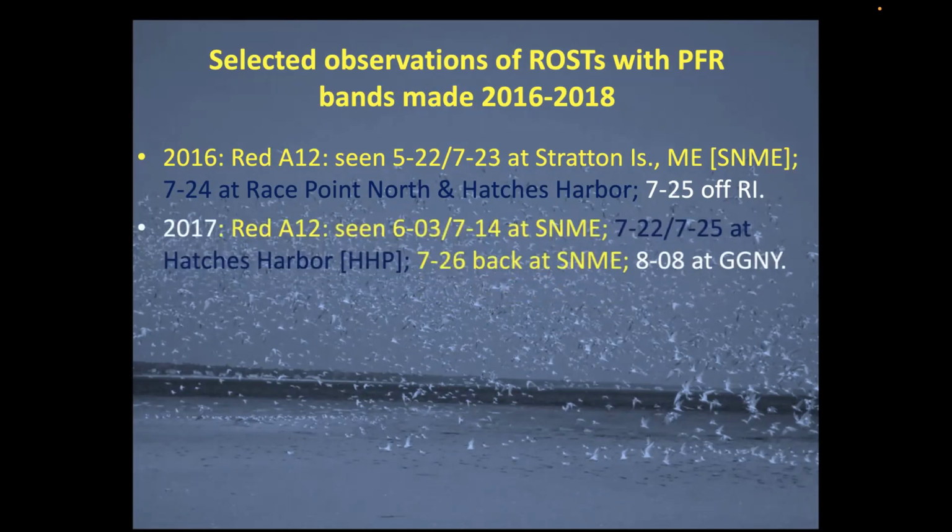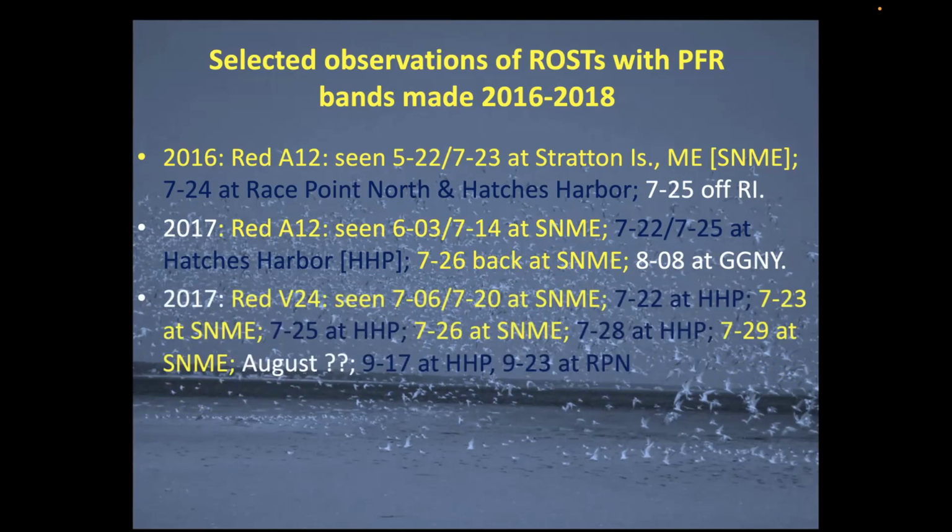That same bird, red 812, was seen the next year. It was seen between June and mid-July up at Stratton. I then had it for several days at Hatches Harbor. It then flew back up to Stratton Island the last day after I saw it at Hatches. And then we don't know what happened for the next 2 weeks, but on August 8th, it showed up at Great Gull Island. Again, one of those birds that probably moved because they couldn't find sand lance around the Cape.